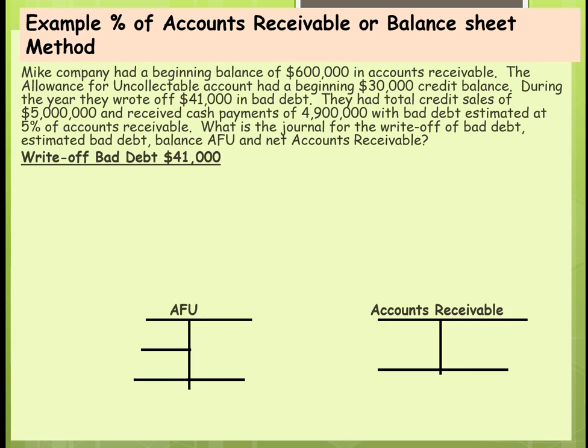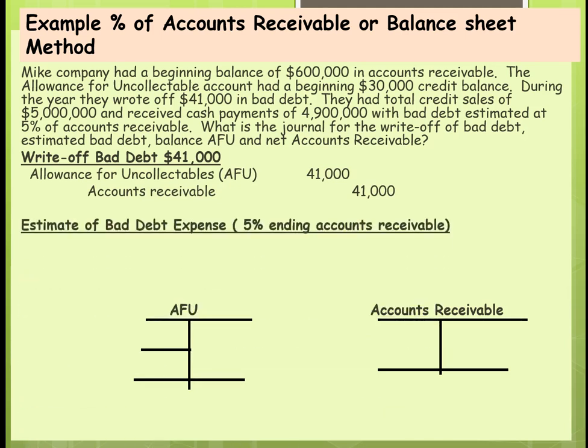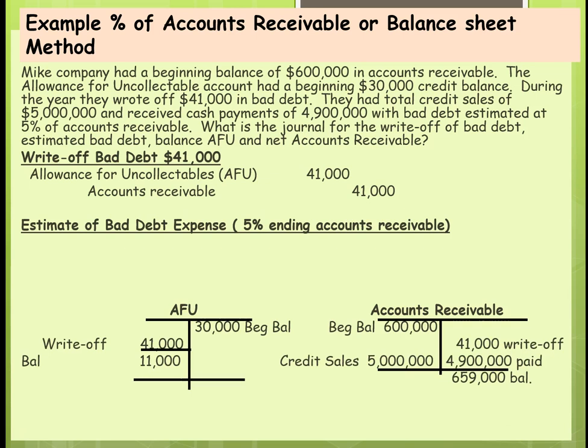Now let's use our percentage of accounts receivable or balance sheet method. Same problem. When you write off the bad debt, no effect on the balance sheet or income statement. Estimate of bad debt expense is 5% of ending accounts receivable. So the first thing we need to do is figure out what's our ending balance. So it's $659,000. But we also have a debit balance of $11,000 in allowance for doubtfuls.